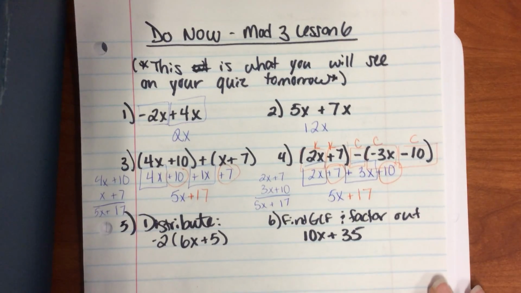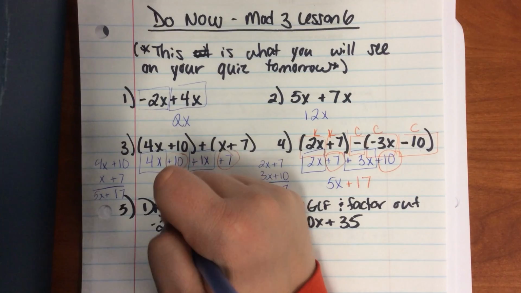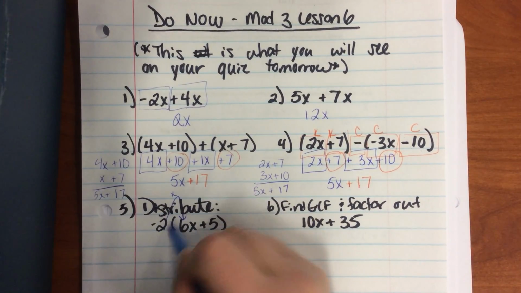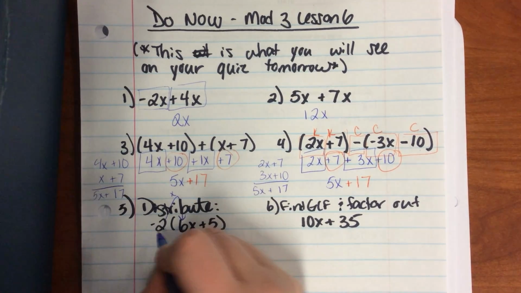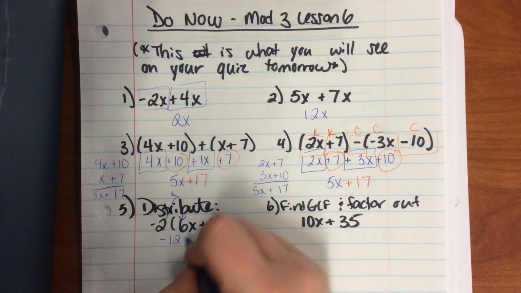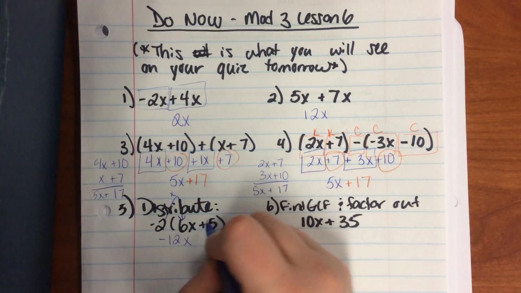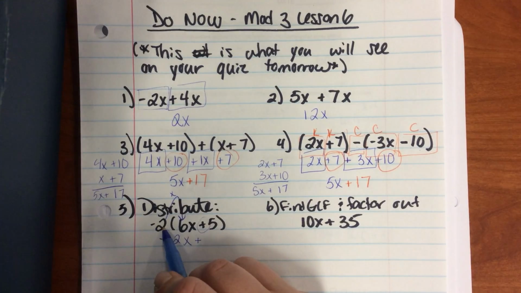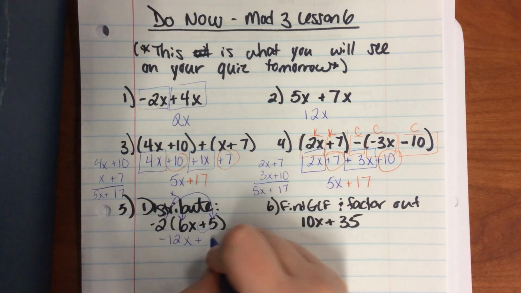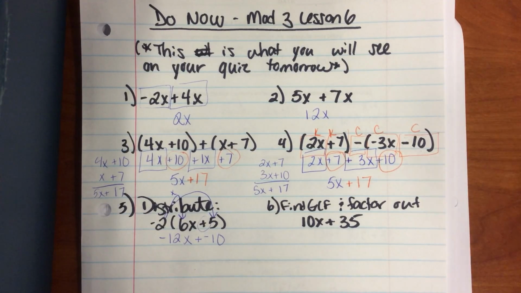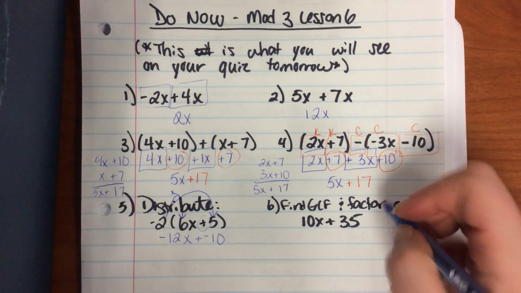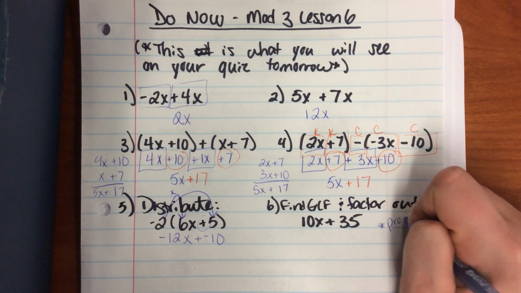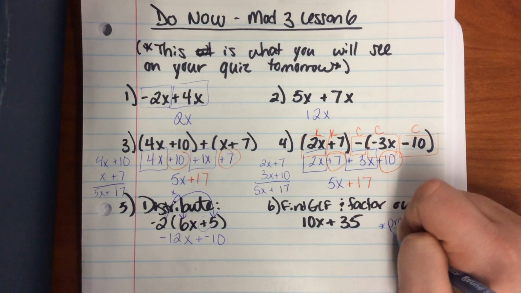Okay. All right, number 5, this is distributing, so you're just multiplying. So negative 2 times negative 6, negative times positive is negative. 2 times 6 is 12. We keep our x. So I carry down the plus. Negative 2 times positive 5 is a negative 10. And this just stays like this. No like terms are happening here, so we're done. So number 6, so this is going to be worded like this. It might tell you to write as a product of 2 values.